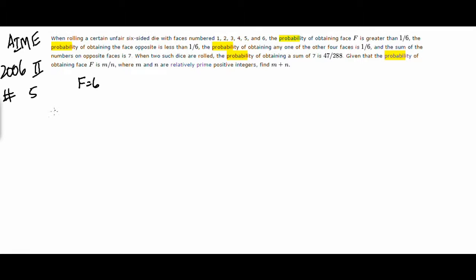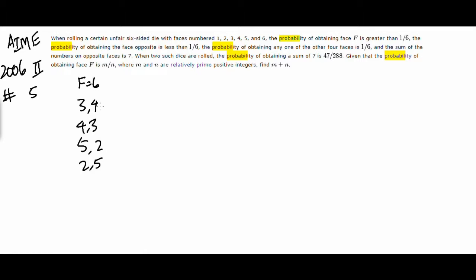Okay, so let's start out by making the problem simpler. Just obtaining a sum of 7 is intimidating, so let's subtract some probabilities. For instance, if f is 6 and the other side is 1, then the other sides all have a 1/6 chance of being rolled. So possible combinations are 3, 4, 4, 3, 5, 2, 2, 5, which don't include f or 1.